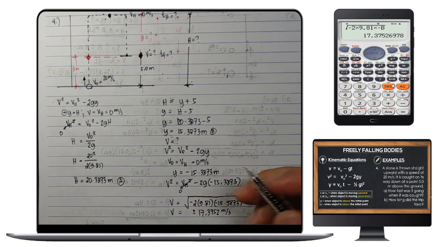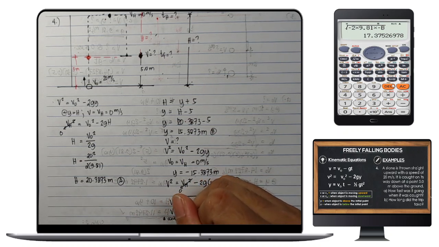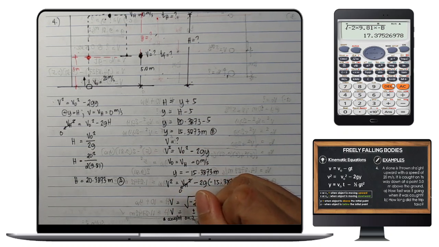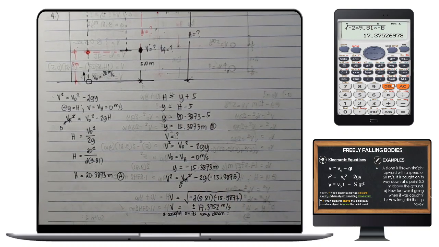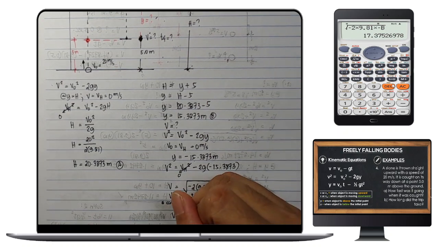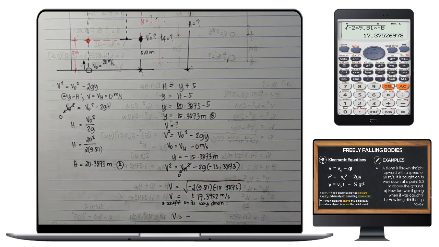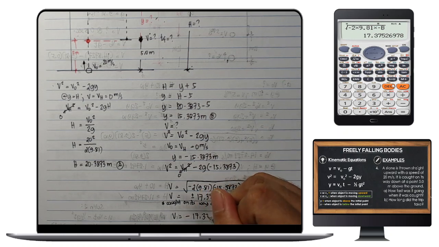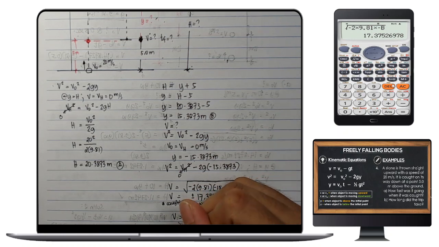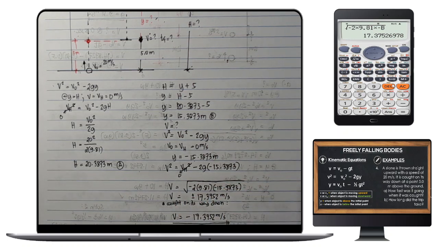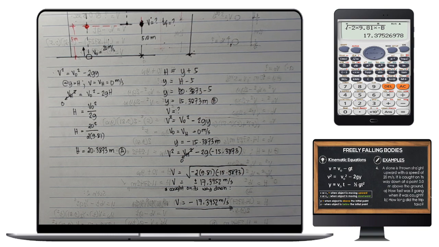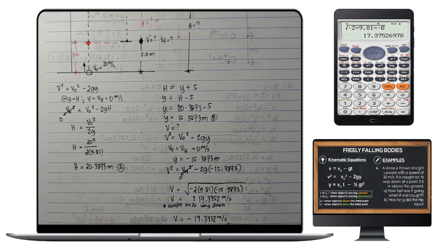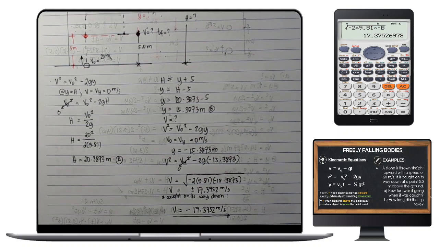Since it is caught on its way down, sabi sa problem, it is caught on its way down, yung velocity na i-consider natin should be yung negative. So that is negative 17.3752 meter per second. So, dapat yung negative yung ating kuhanin na velocity. Okay? So, yan yung makukuha nating value, considering from maximum height going downward.